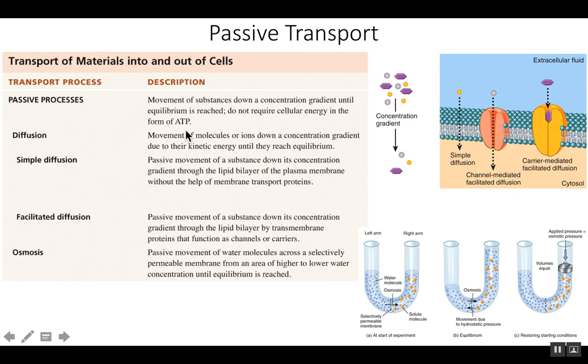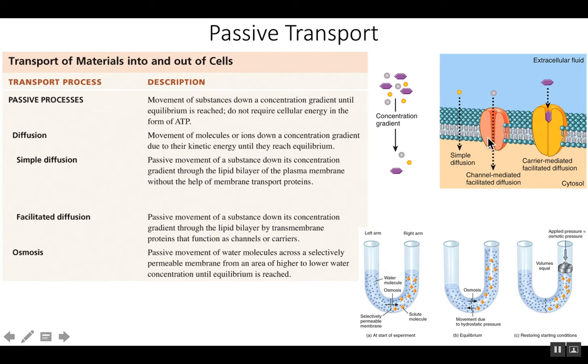So you can read through these definitions on your own. But notice this drawing. There is the drawing for simple diffusion. Okay, so we're moving this molecule right through the membrane. This molecule is in a high concentration on this side, a low concentration on this side. So it moves through the membrane without the need of a transporter.